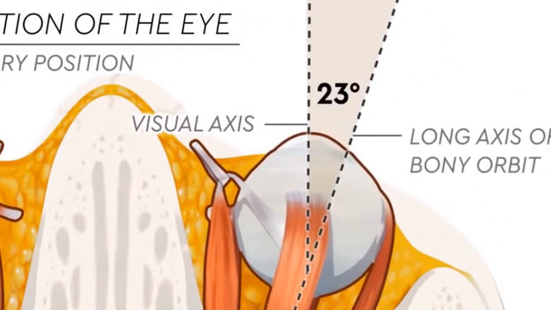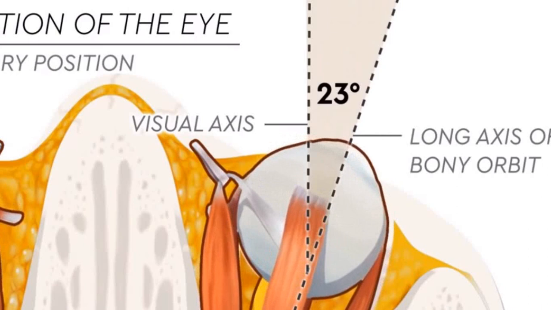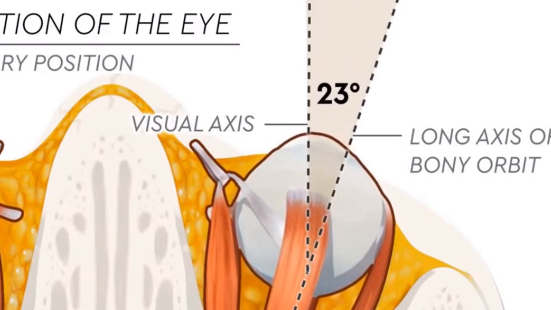This will become important when we start assessing individual muscle movements in just a few moments, because in a normal position all 4 of the rectus extraocular muscles are aligned with the long axis of the bony orbit, and, as we will see, relative amounts of adduction or abduction of the eyeball can alter some of their functions.